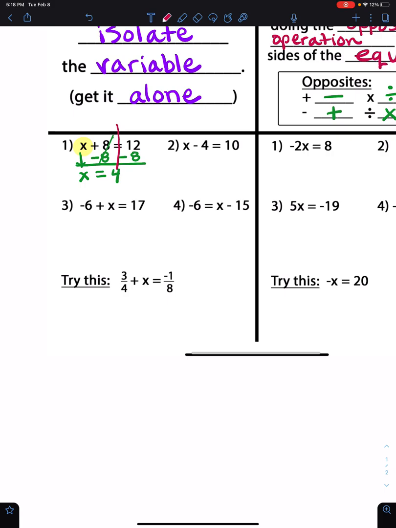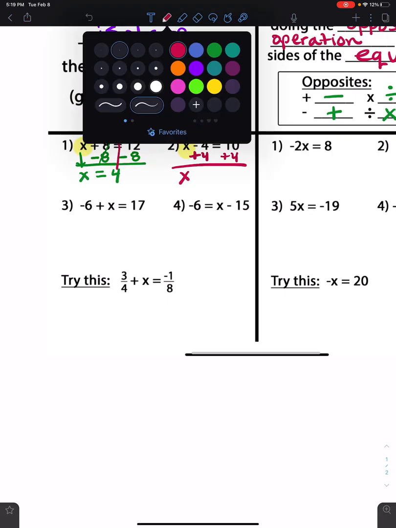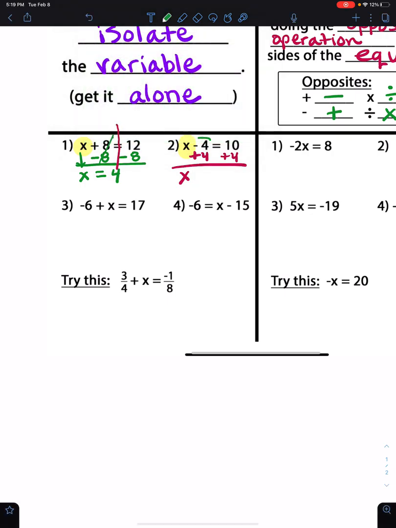Okay, hopefully as we go through, we won't have to talk as much as I did on number 1. That was just to get us started. So where's the variable? It's right here. What's happening to it? We're subtracting 4 from it. The opposite of subtracting 4 would be to add 4. We'll bring down the x. And remember, when we did integers, we talked about how the sign in front of the integer belongs with it. So a negative 4 plus a positive 4 is 0. Again, we have just x all by itself, and then 10 plus 4 is 14, and that's our answer.